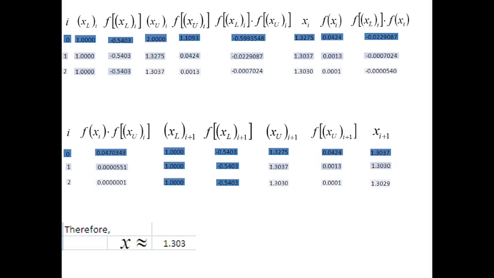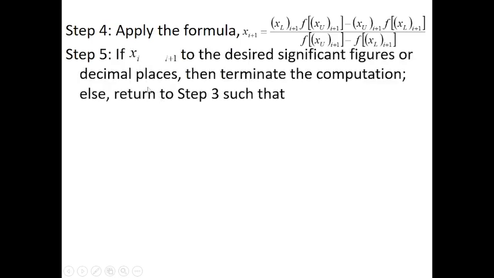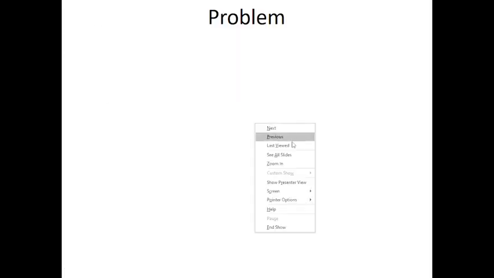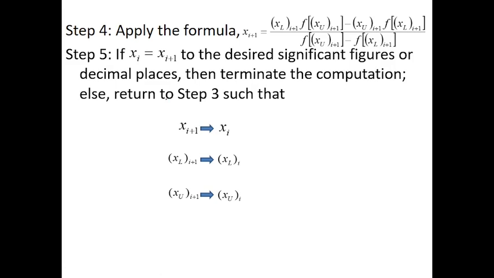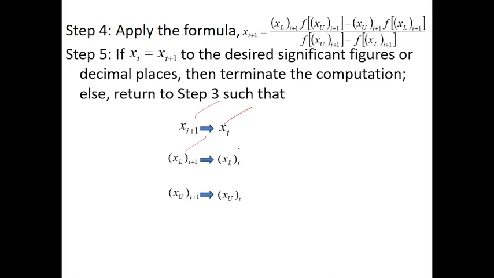So, yan ang sagot. O, bakit tayo nag-end doon? O, kasi, equal na sa 3 decimal places yung x sub i and x sub i plus 1. Nasa step 5 yan. Step 5: if x sub i equals to x sub i plus 1 to the desired significant figures or decimal places, then terminate the computation. Pag hindi pa, return to step 3. Okay? So, yun siya. Pag nag-return ka sa step 3, yung x sub i plus 1 ay magiging x sub i. x sub l sub i plus 1 magiging x sub l sub i. x sub u sub i plus 1 ay magiging x sub u sub i. Okay?